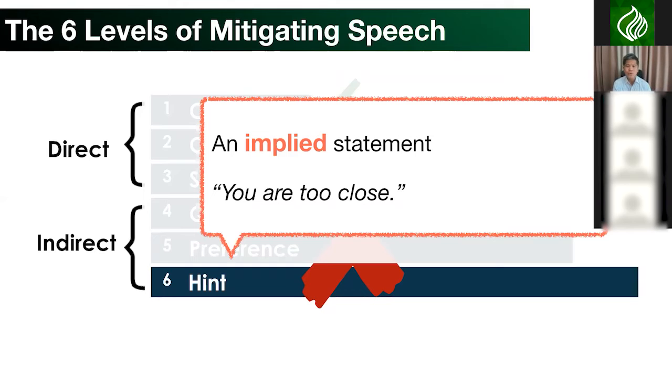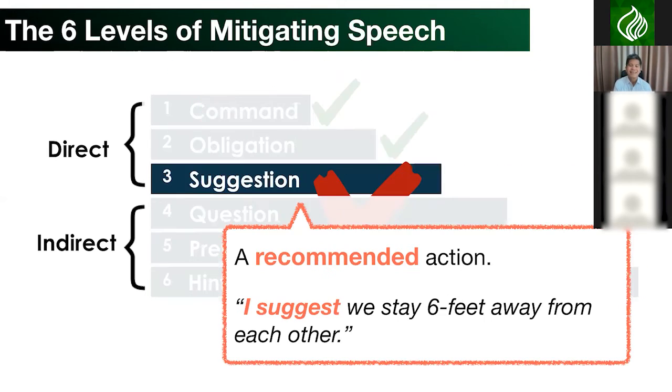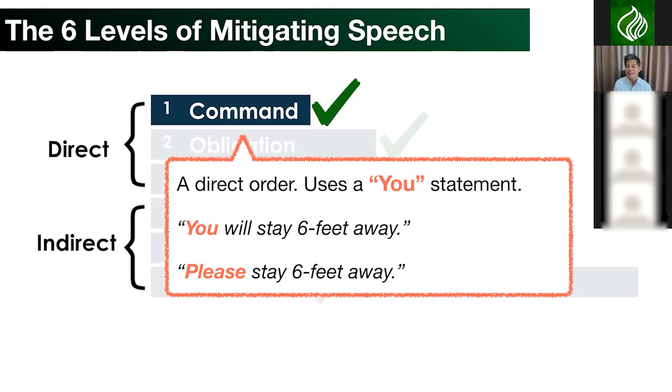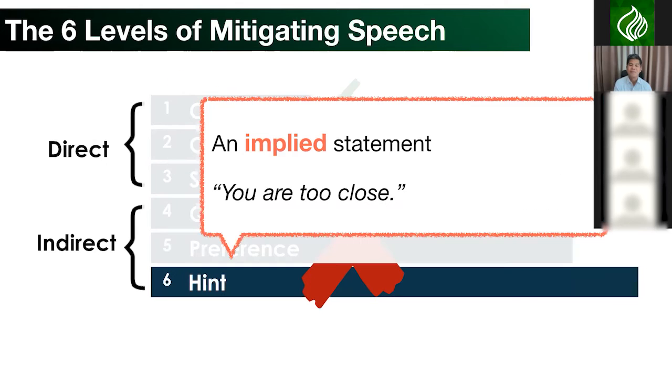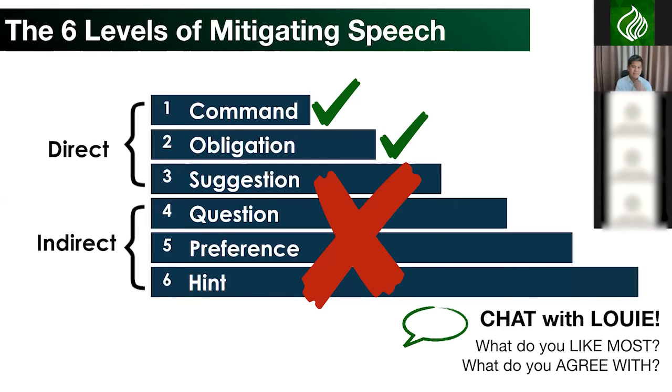You are too close. How will the other person react? No, I'm not too close. It's okay. I don't have the virus anyway. See? But a command is very direct. Please stay 6 feet away from me. Or we should observe disinfection. Or please do not go beyond the border or the barrier. Please stand behind the shield. And people will know that they need to comply with a specific direction.